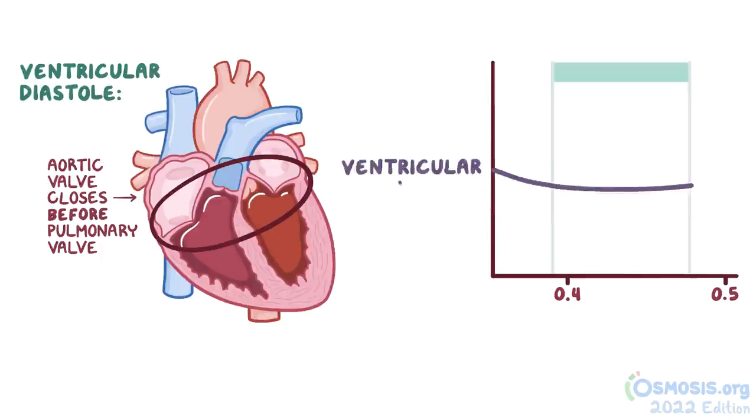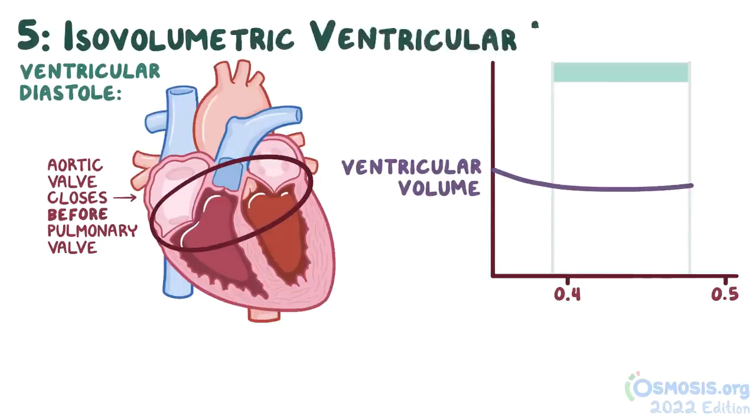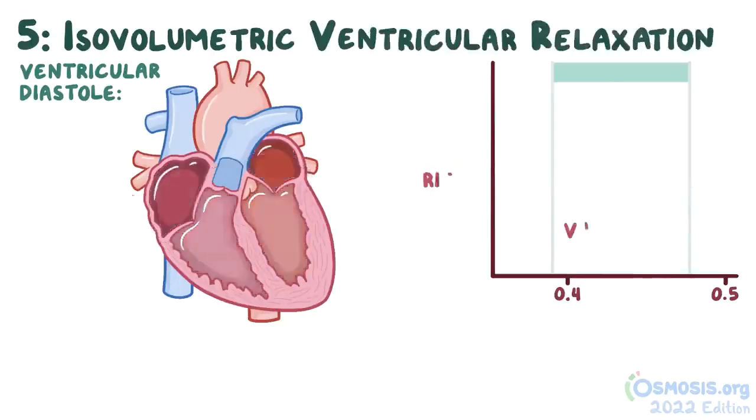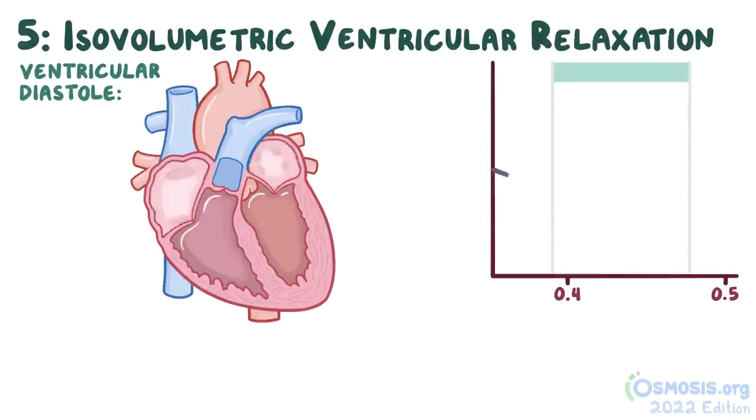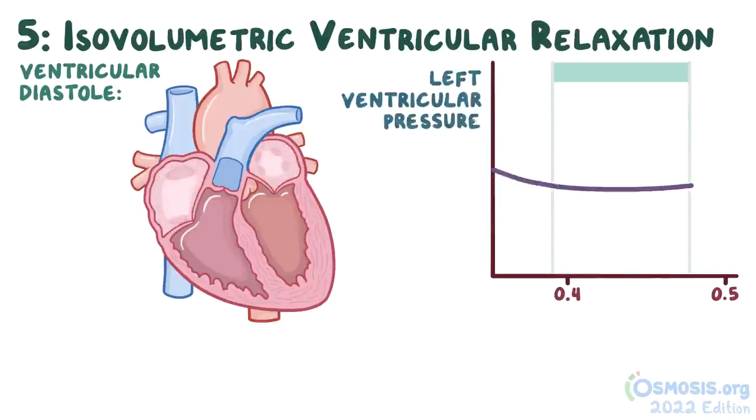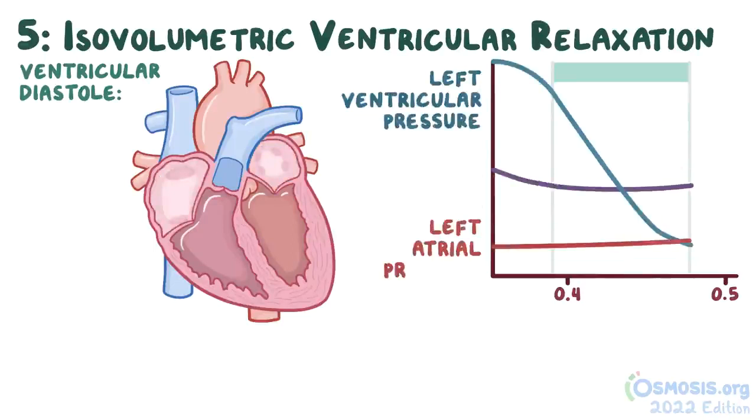Thereby, the volume within the ventricles remains the same. Thus the name isovolumetric ventricular relaxation. The V wave is still going up, since atria are still filling with blood. From this point on, there are no ECG changes until the next cardiac cycle starts. The volume of blood within the ventricles remains the same until the ventricular pressure is lower than the atrial pressure.